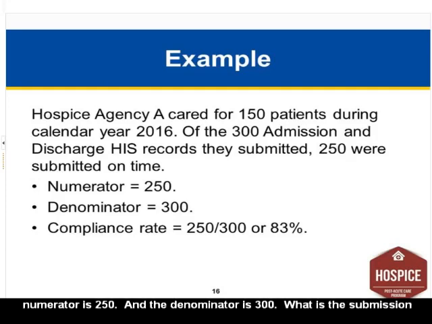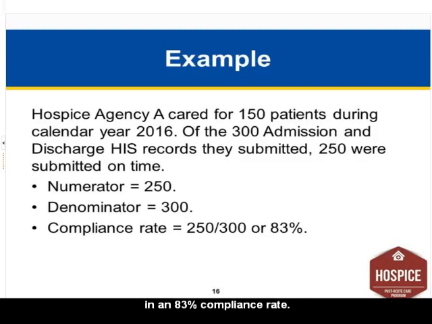What is the submission compliance rate? The number of HIS records in the numerator is 250, and that's divided by the number of HIS records in the denominator, which is 300. The resulting value is 0.833. This is then multiplied by 100 and rounded to the nearest whole number, resulting in an 83% compliance rate.